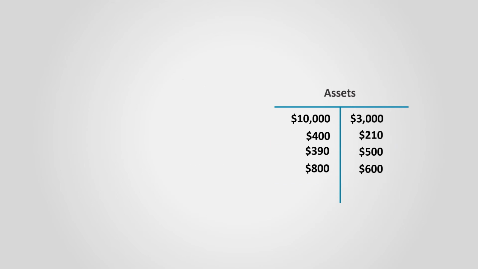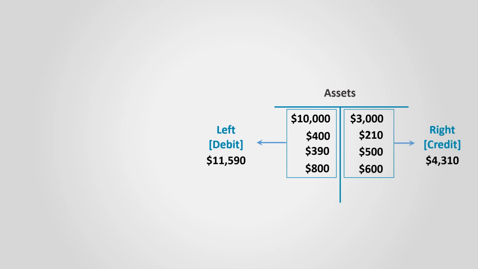Another way to do it is to do it in one step by just adding both sides and subtracting the smaller value from the larger value and putting the balance on the side of the larger value. So assume all the debits are 11,590. You then subtract all the credits, which are 4,310, to get a balance equal to 7,280. This is placed on the debit side since it is the side that has the larger figure.